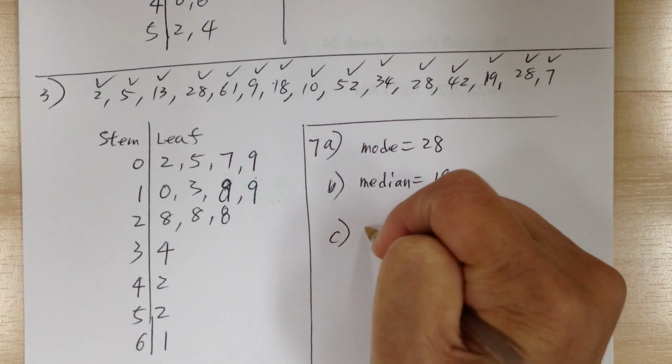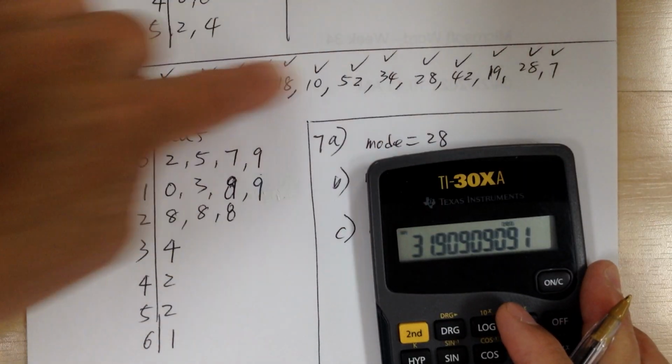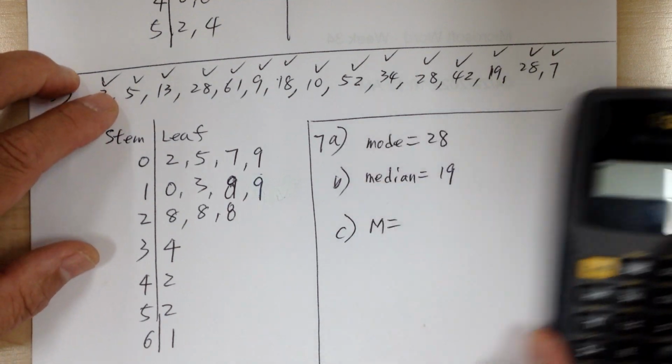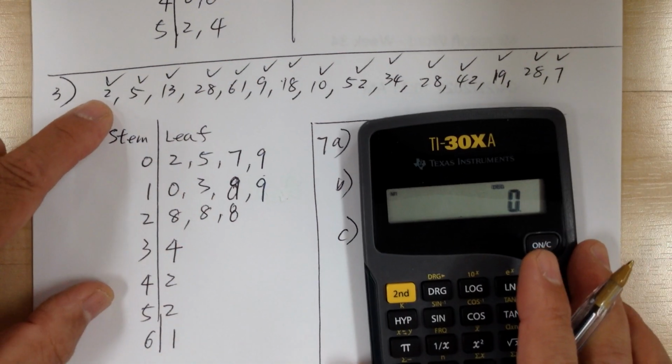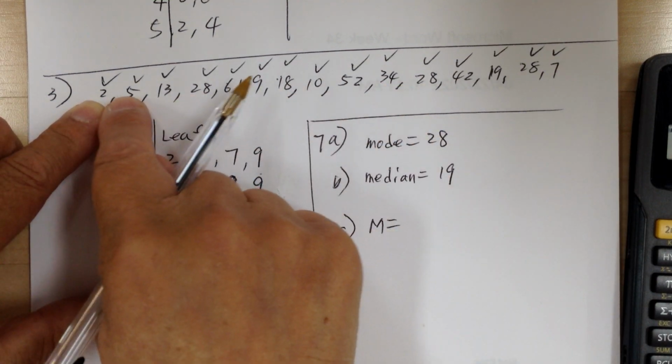Now C is your mean. So you have to add all this together. Now when you're adding, you probably can use this list either way. So you can use either list. This one is probably harder to see. So when you add, it's probably easier to use this list.